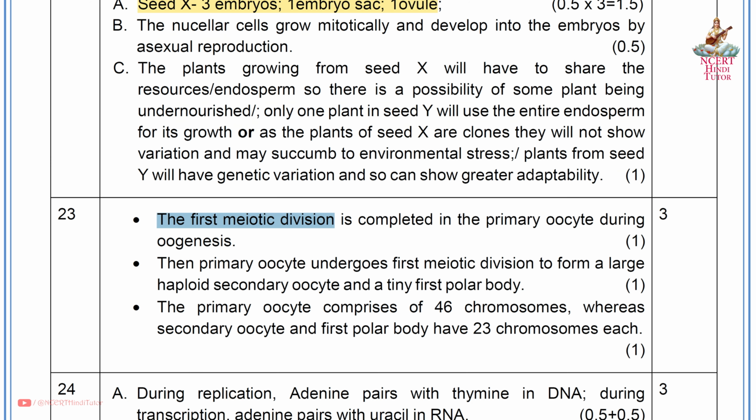The first meiotic division is completed in the primary oocyte during oogenesis. Then the primary oocyte undergoes first meiotic division to form a large haploid secondary oocyte and a tiny first polar body. The primary oocyte comprises 46 chromosomes, whereas the secondary oocyte and first polar body have 23 chromosomes each.